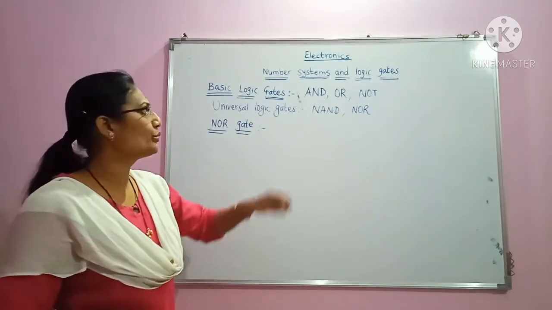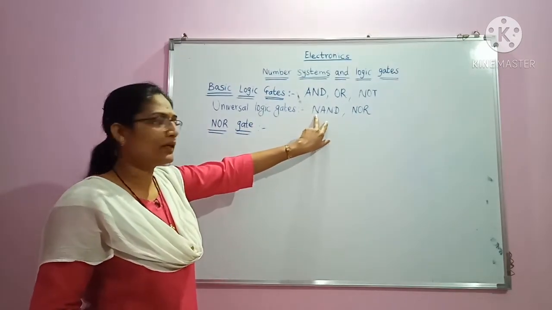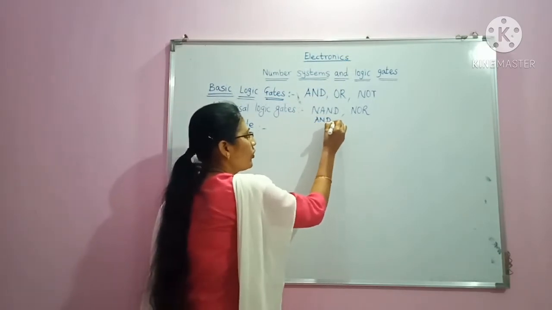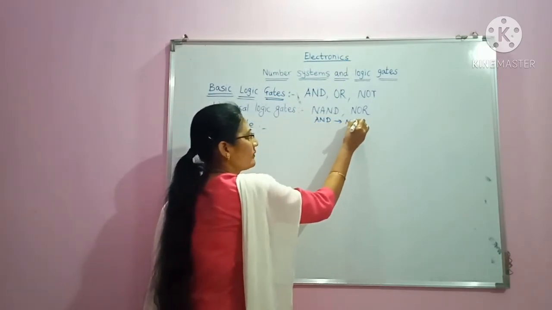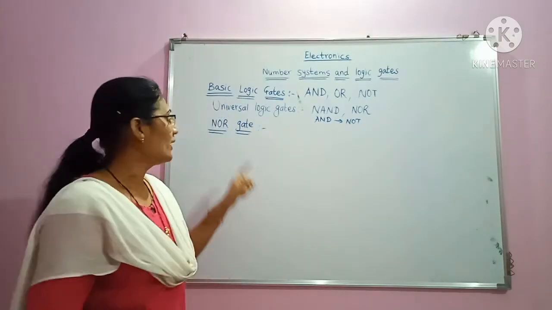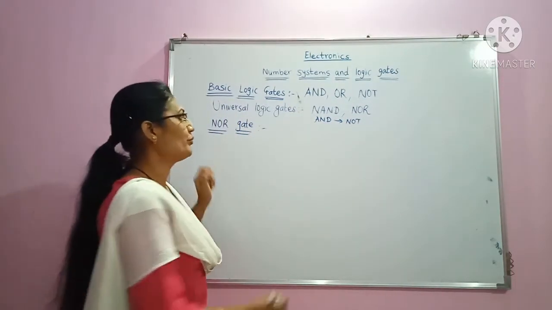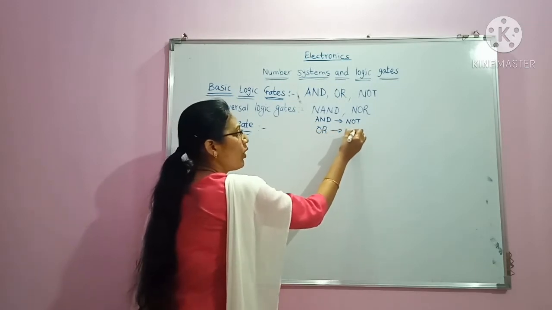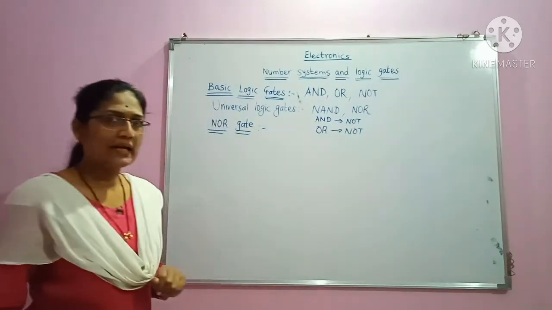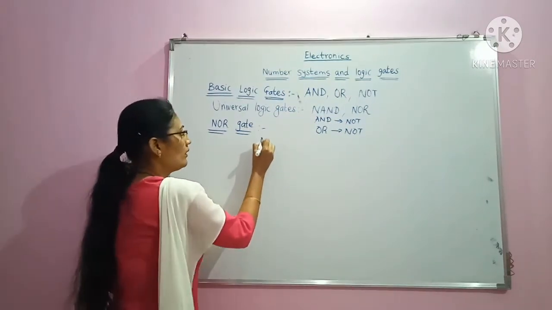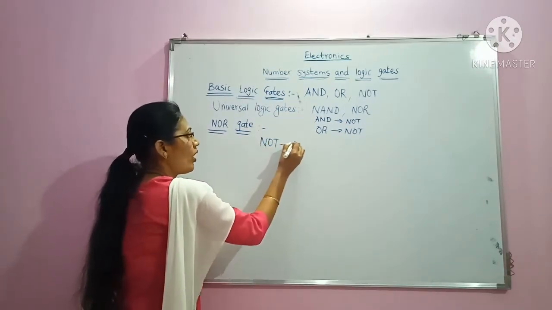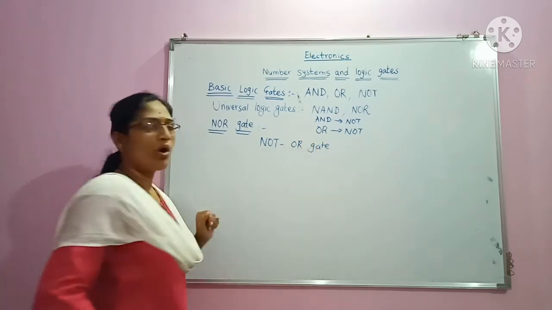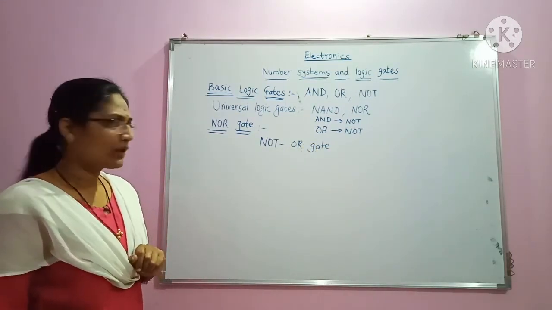As I have told you, NAND gate is nothing but an AND gate followed by a NOT gate. Like that, NOR gate is nothing but an OR gate followed by a NOT gate. It means that it is nothing but a NOT OR gate.